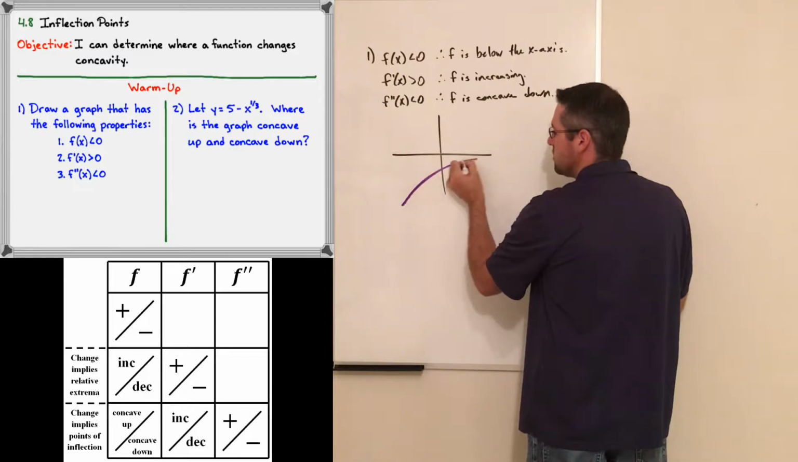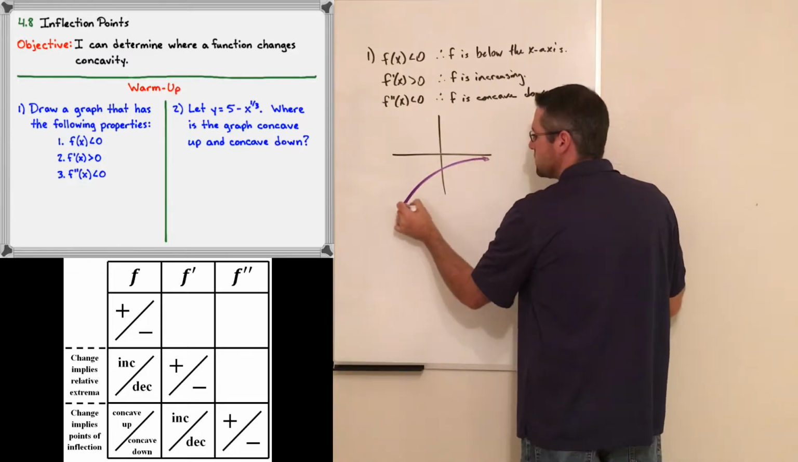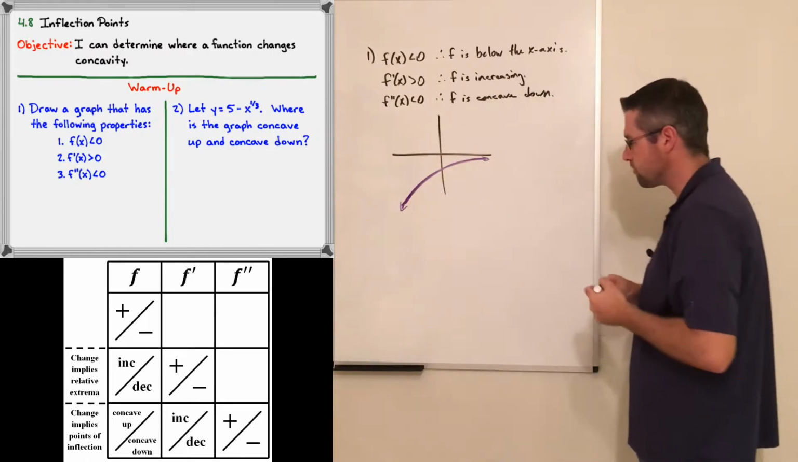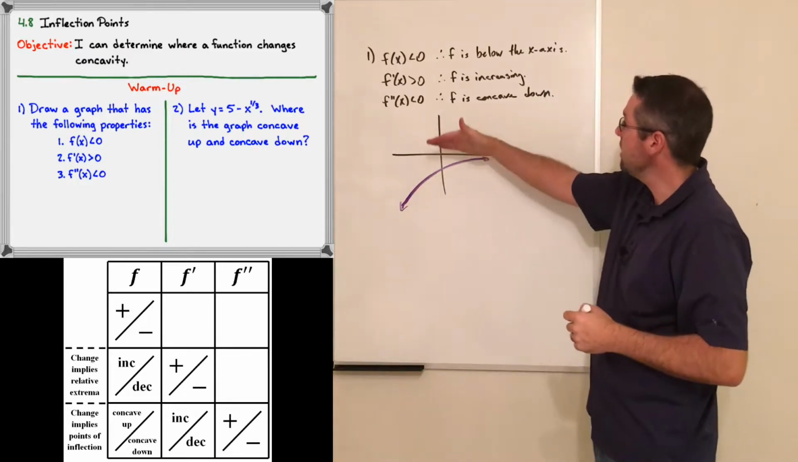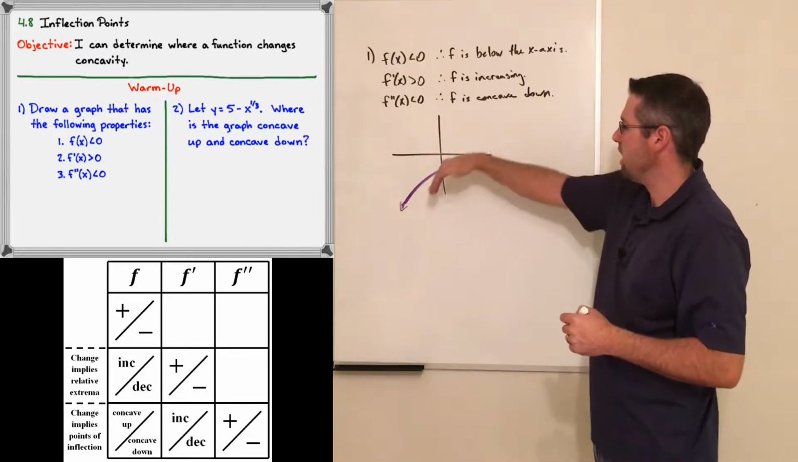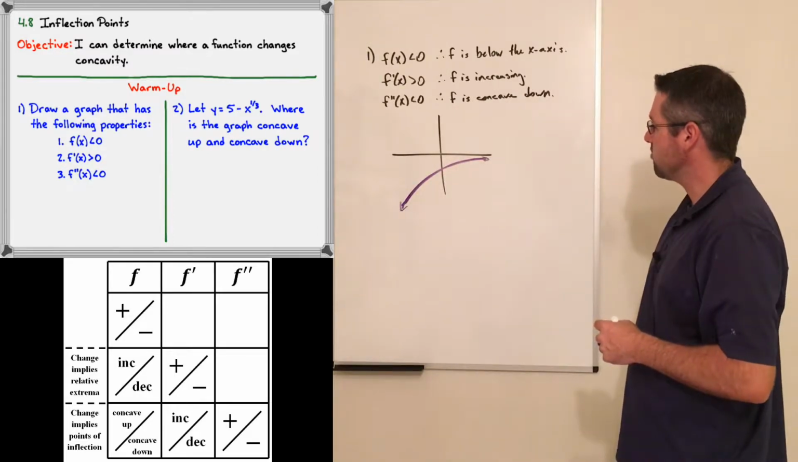A function that looks like this. So we can see that we have a horizontal asymptote at y equals 0. This function is always below the x-axis, it's always increasing, and it's always concave down. So that's a great example of one of these types of functions.